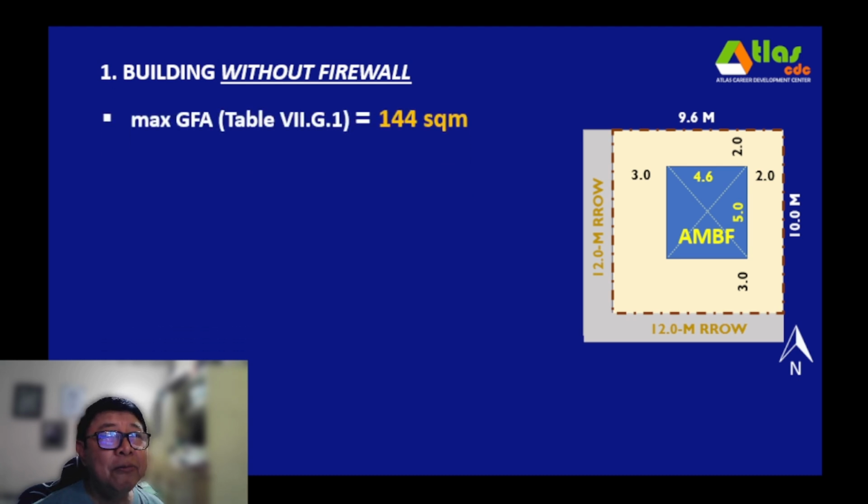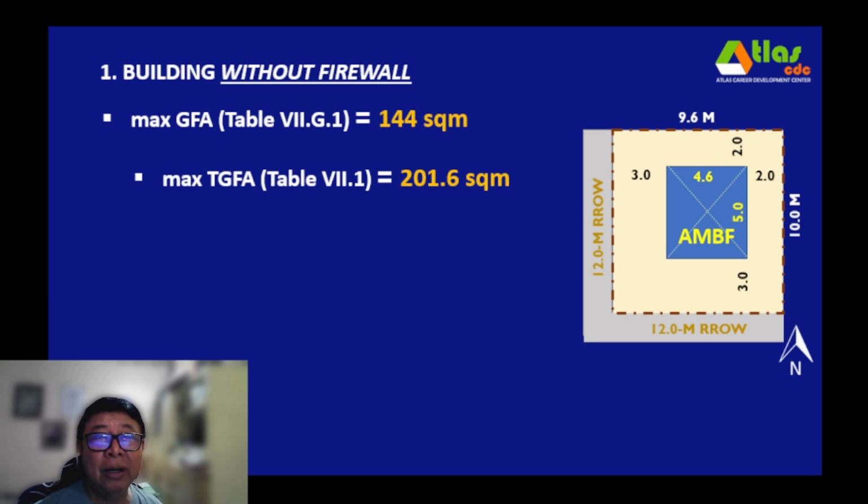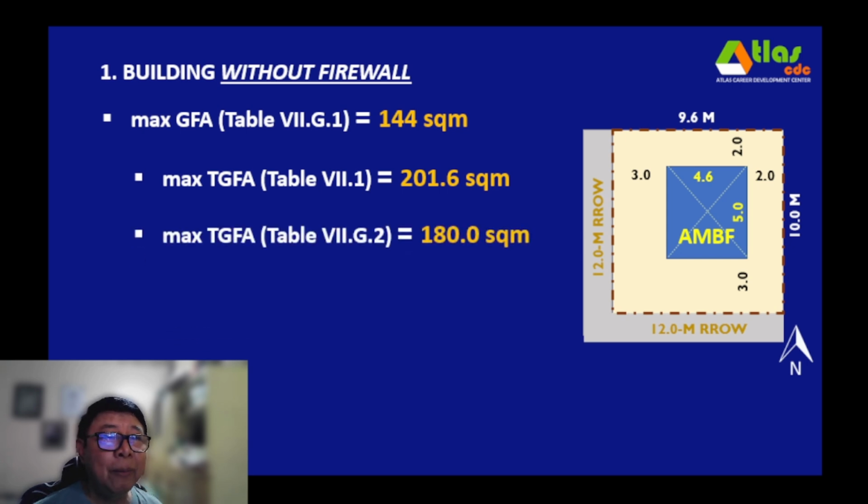So if we are going to summarize the values, we have our maximum GFA based on table 7.G.1. This is the recommended FLAR, designated FLAR. Our maximum GFA is at 144 square meters. And for our maximum TGFA, that is based on table 7.1, the reference table for the maximum TGFA, our value is 201.6 square meters, while based on table 7.G.2, this is the conversion table, our value for the maximum TGFA will be at 180 square meters.